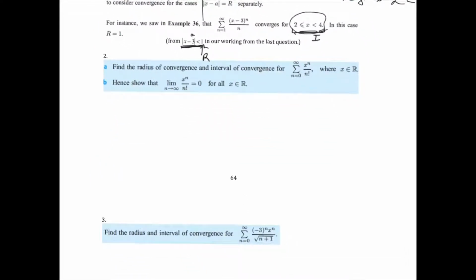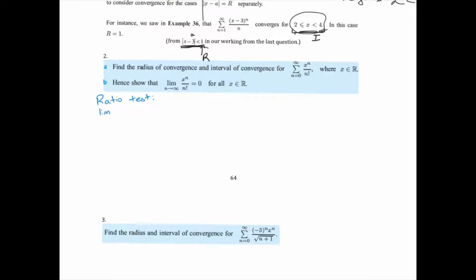Okay, so let's have a go at another one. Question 2. Find the radius of convergence and interval of convergence for that. So, last time we got to that statement using the ratio test. Do you remember in the last example? So let's do that again, ratio test. Okay, so let's see what happens.